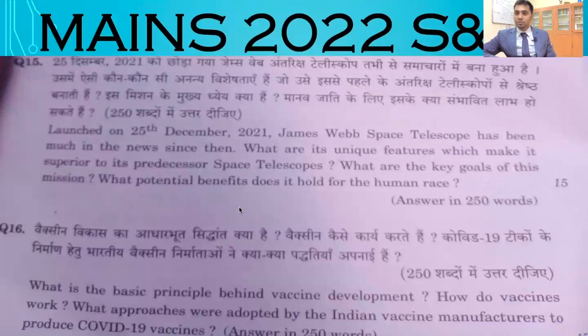Launched on 25th December 2021, James Webb Space Telescope has been much in the news since then. What are its unique features which makes it superior to its predecessor space telescopes? What are the key goals of this mission? What potential benefits does it hold for the human race?